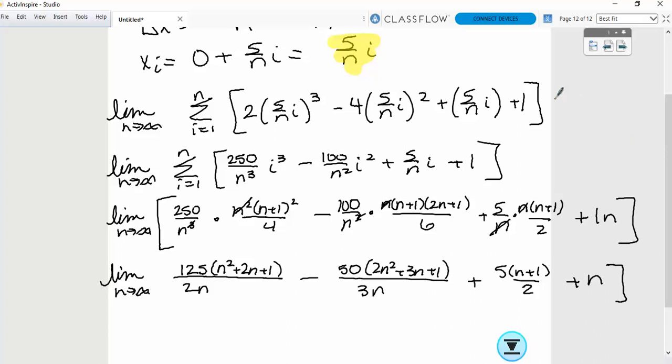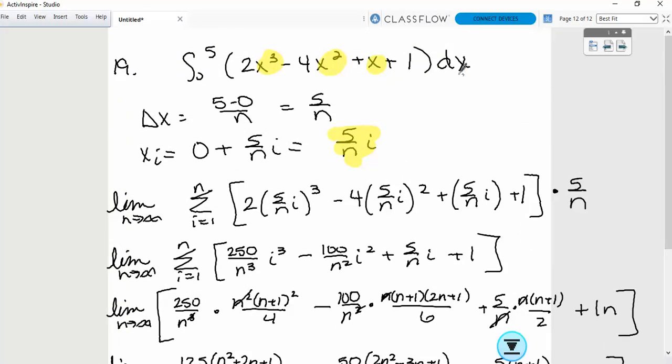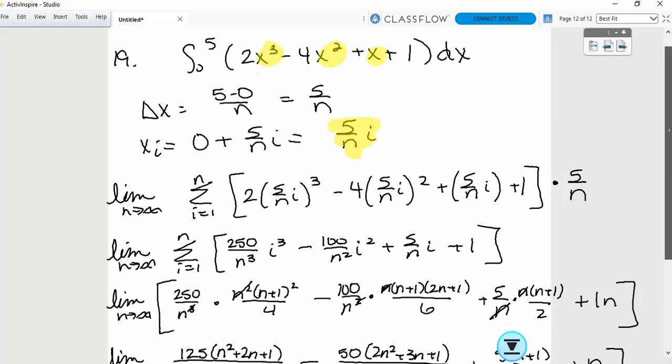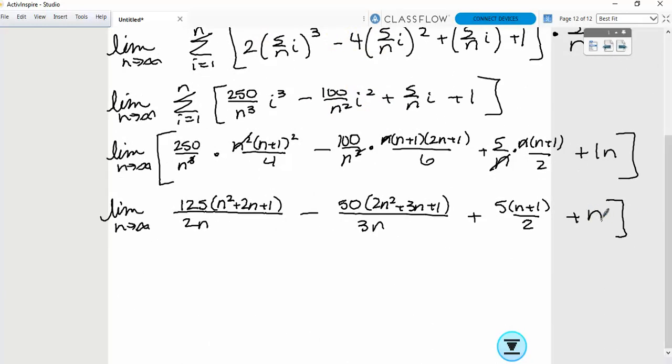I missed something. What did I forget on here? I didn't multiply by my change in x. Remember, we always have to do the dx part, the change in x. I left that off. We did it here. We had that one over n. And the nice thing is I kind of caught my mistake because I knew right here if I plugged in infinity, that wasn't going to work. So I knew I'd left something off.